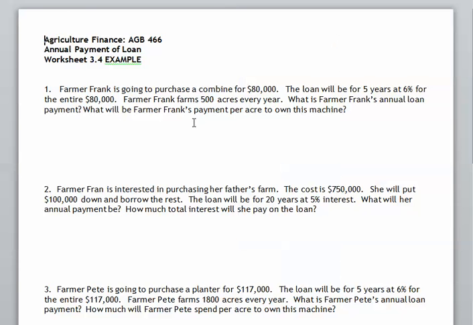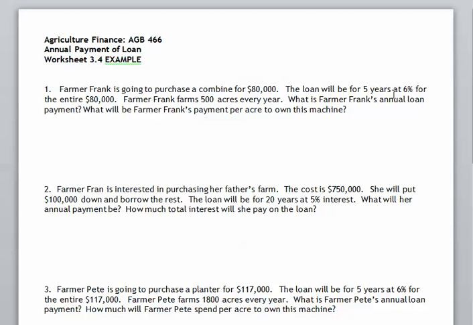Farmer Frank is going to purchase a combine for $80,000. The loan will be for 5 years at 6% interest for the entire $80,000. Farmer Frank farms 500 acres every year. So, two questions, folks. What is Farmer Frank's annual loan payment, and what will be Farmer Frank's payment per acre to own this machine? A couple things to understand.